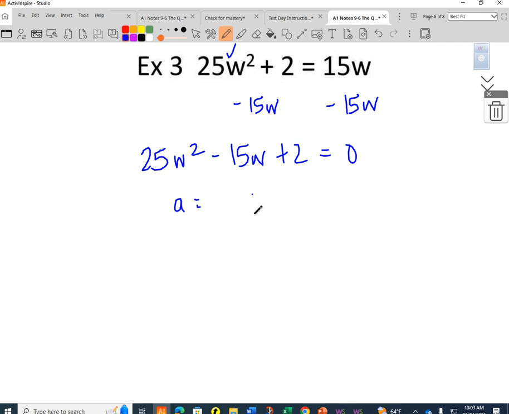So we find our A, our B, and our C, and then we would plug in. It's going to be hard to finish that one, because we've already done one like that, okay? Any questions?